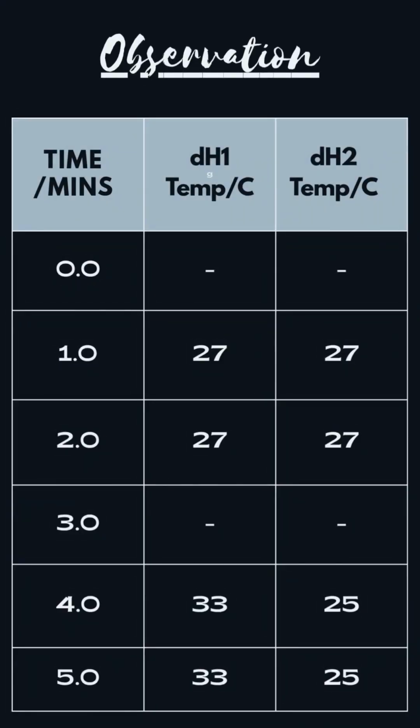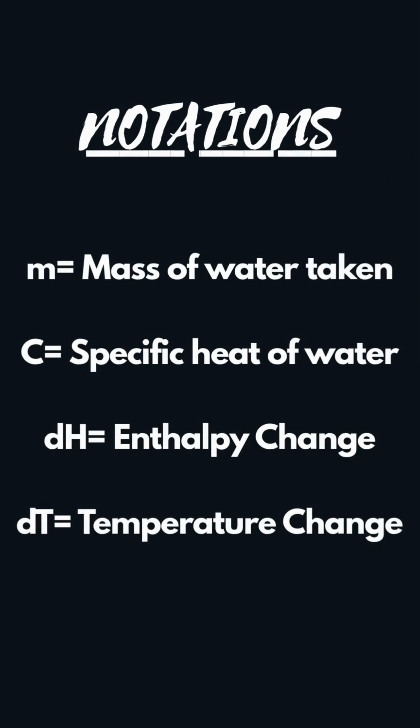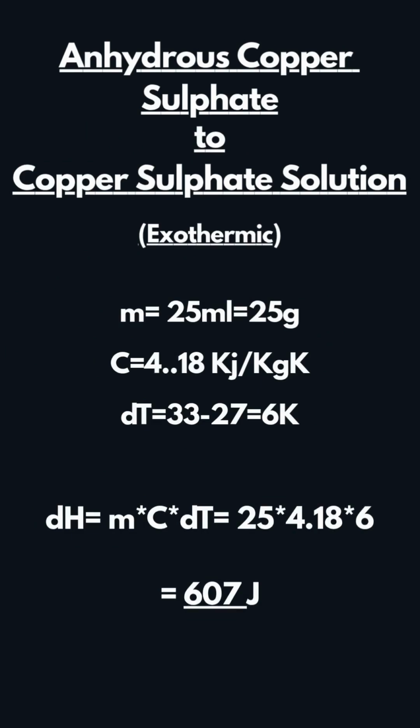All temperature readings for each minute of both trials are documented in a comparative table for analysis. Here are the key notations used in our calculations. m represents the mass of the solution, c is the specific heat capacity, dT is the temperature change, and dH denotes the enthalpy change of the system.